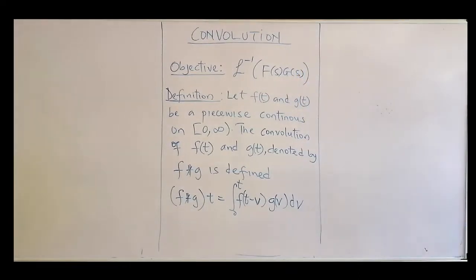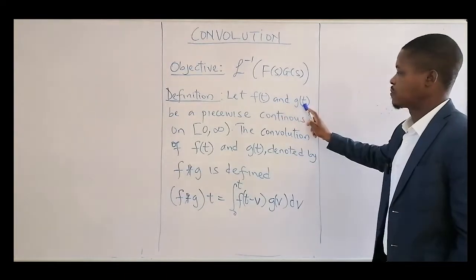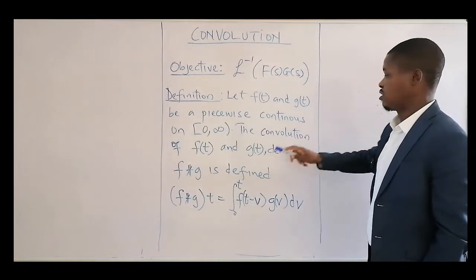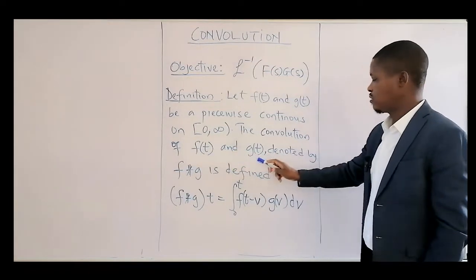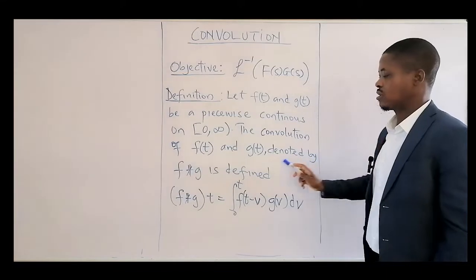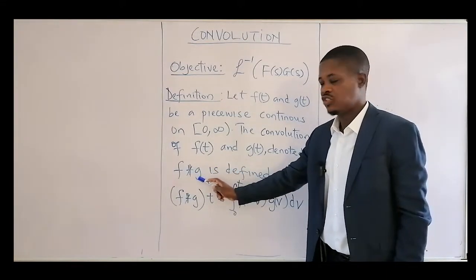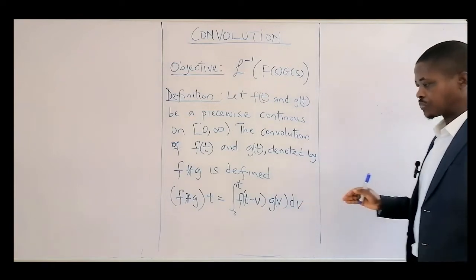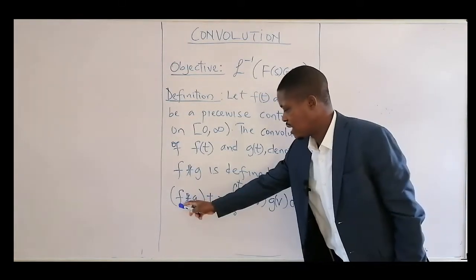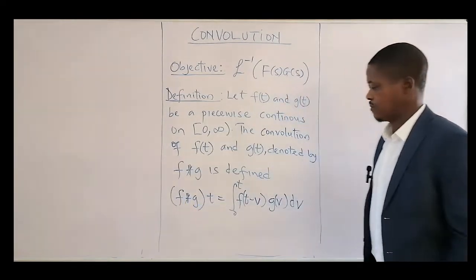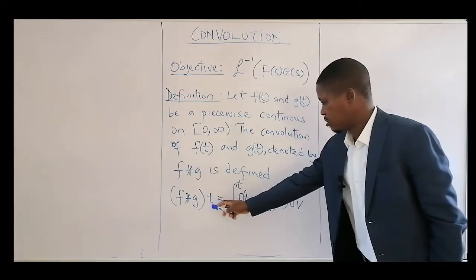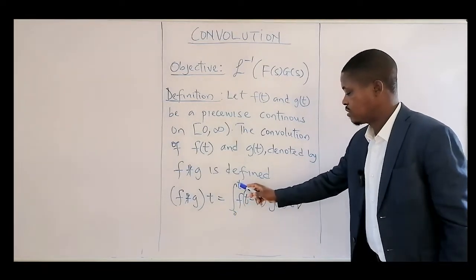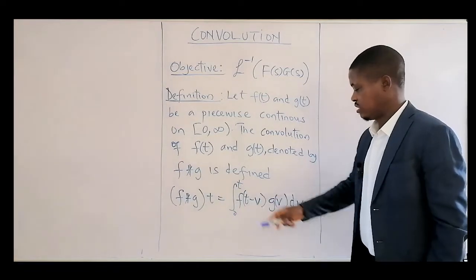The definition: let f(t) and g(t) be piecewise continuous on this interval. The convolution of f(t) and g(t), denoted by f * g, is defined as this. The convolution, as a function of t, is the integral from 0 to t. The lower limit is 0, the upper limit is t.